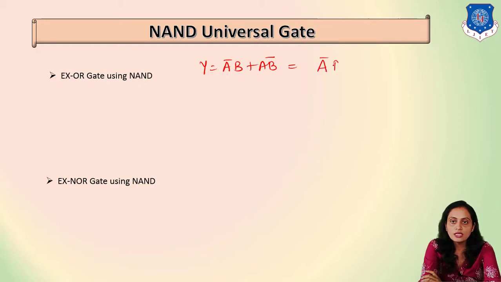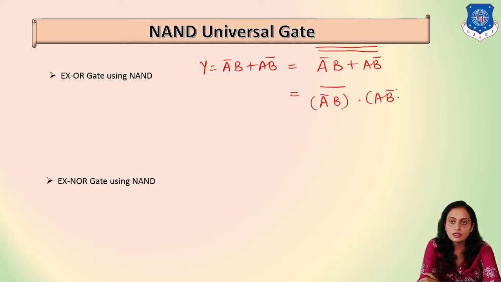So A bar B plus A B bar, and I will just write inverse 2 times, and I am applying this De Morgan's theorem for this. So I will have A bar B whole bar into A B bar whole bar, and outer bar or inverse is still there. And for this equation we have just product and inverse. So for product we will be using NAND gate, and for inverse we will be using NOT gate.